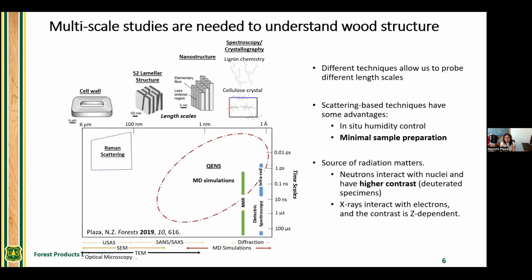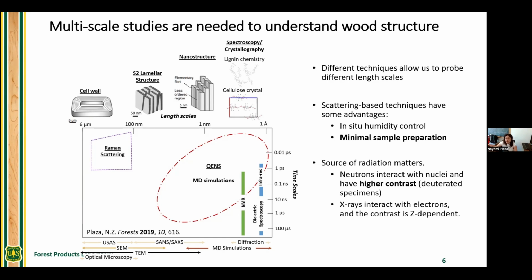So of course, we need multi-scale tools so that we can really understand what happens to wood structure as it is subject to all these different stimuli. So different techniques are needed, and I started gravitating towards scattering-based techniques because of a few key advantages. One was that when I started looking at wood-water interactions, I was quite interested in the idea of in situ humidity control.